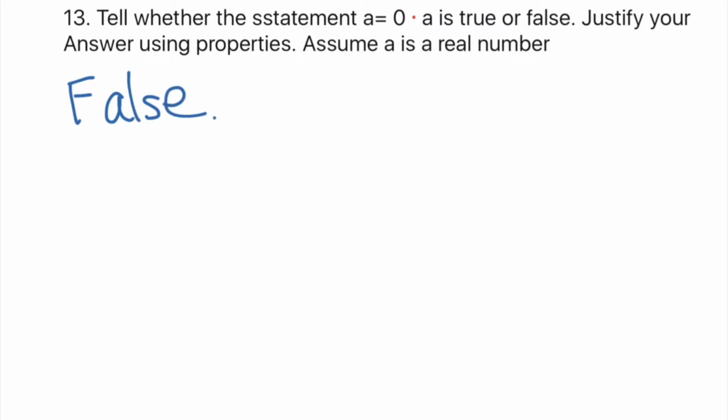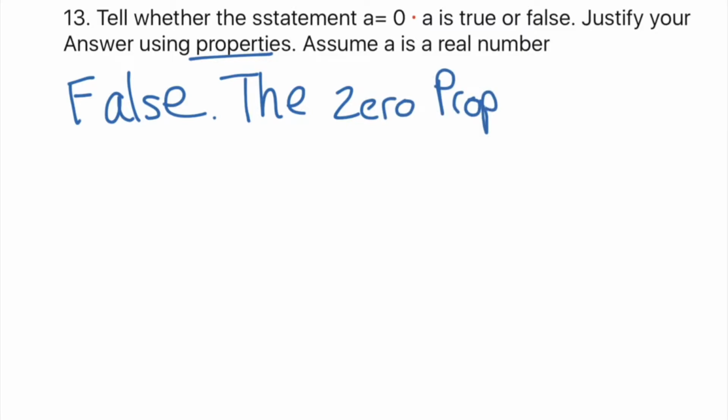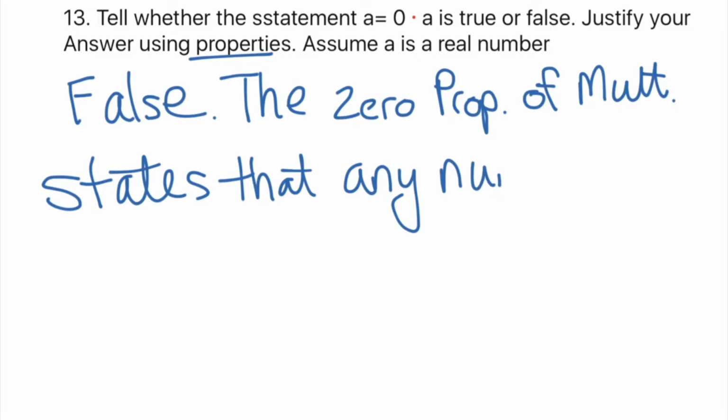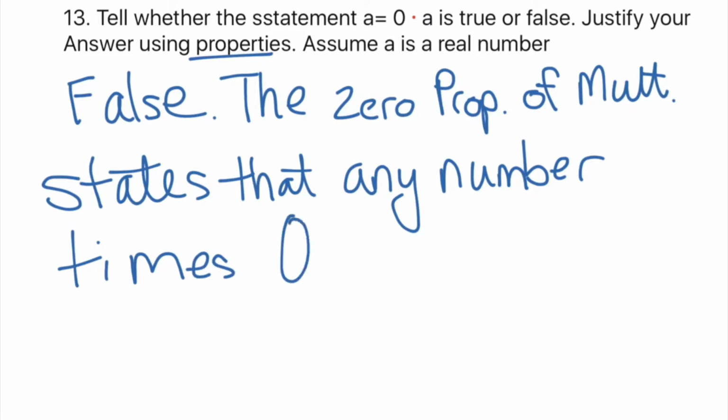And because we know, and here's the property I'm going to use, the 0 property of multiplication, I'm just going to shorthand that since I'm running out of room, states that any number times 0 is 0. So the 0 property of multiplication.